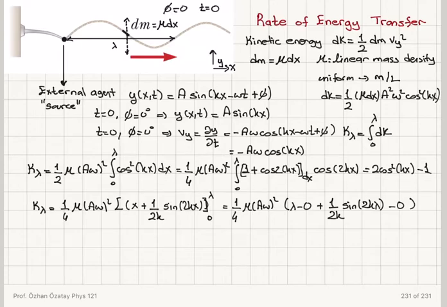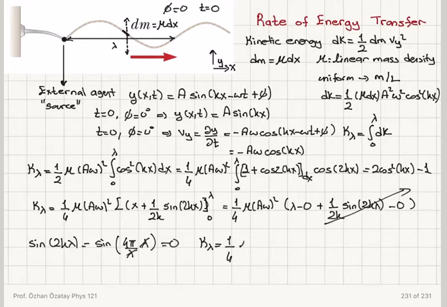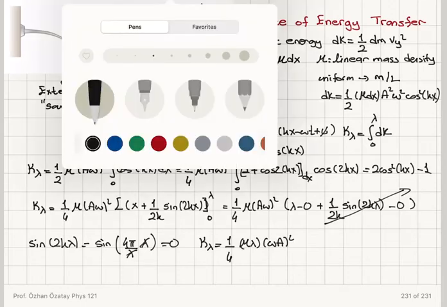So what is sine 2k lambda? Let's take a look at that here. Sine 2k lambda: k, remember, is the wave number, which is 2 pi over lambda. So this will be 4 pi over lambda times lambda, sine 4 pi, which is 0. So this part will give me 0, so I'm only left with lambda. So the total kinetic energy carried by this wave in one wavelength is going to be equal to 1 over 4 mu lambda omega squared A squared.